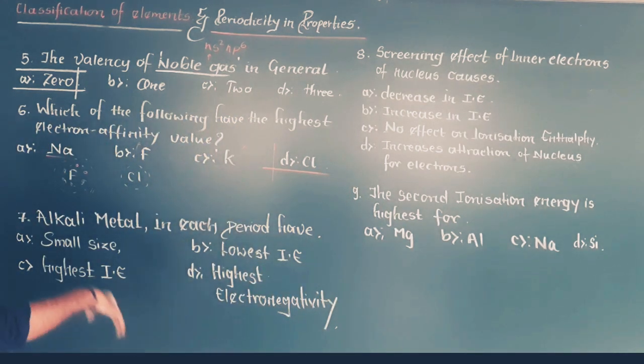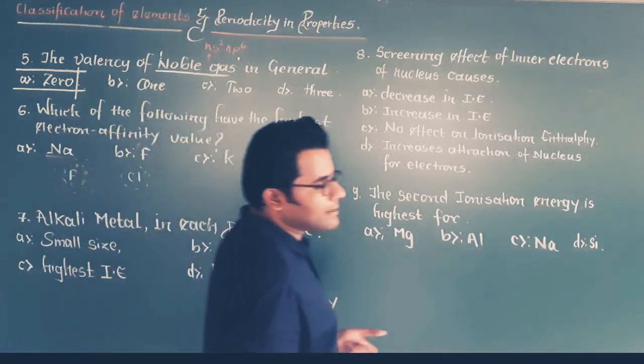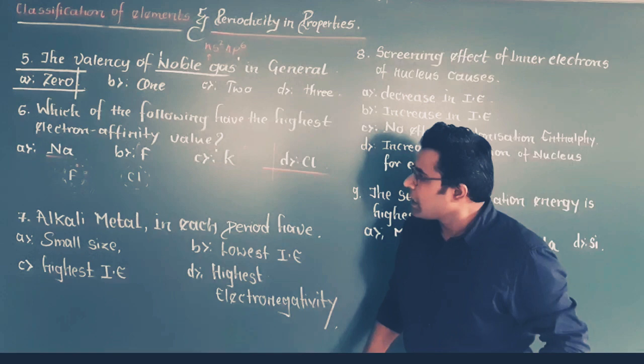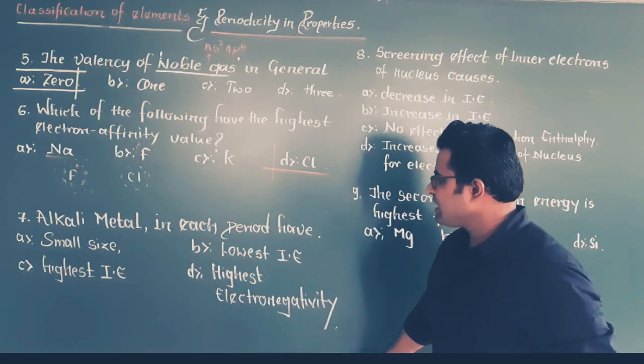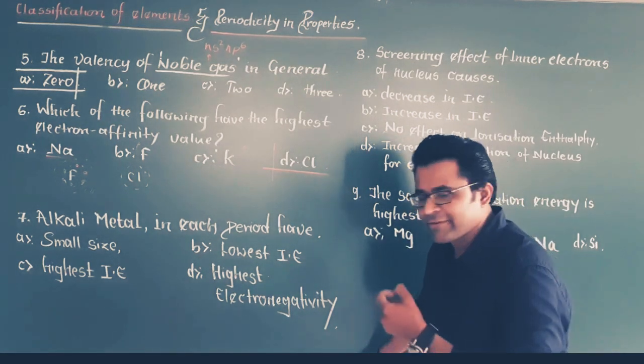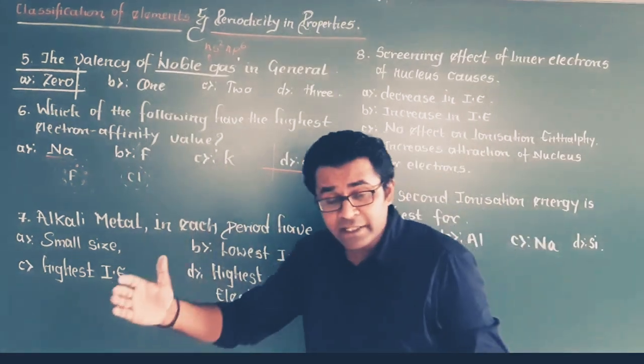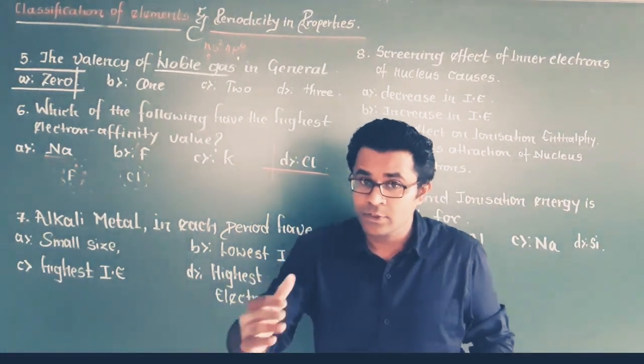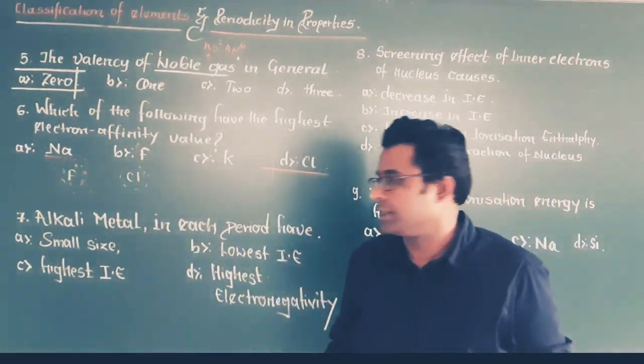So what we have is, which of the following has the highest electron affinity value, and that is going to be our fluorine. Coming towards the next one, question number 7 says that alkali metal in each of the period have. Now, a period starts with the alkali metals. So therefore, what are the characteristics of alkali metals?